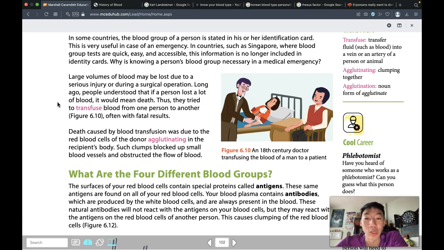why is knowing a blood group important during a medical emergency? This is because you need to give the right kind of blood to the person. If not, that person may die. So in the past, in the 18th century or just maybe 200 or 300 years ago, doctors would actually try to transfuse blood from people to the patient, trying to save somebody.